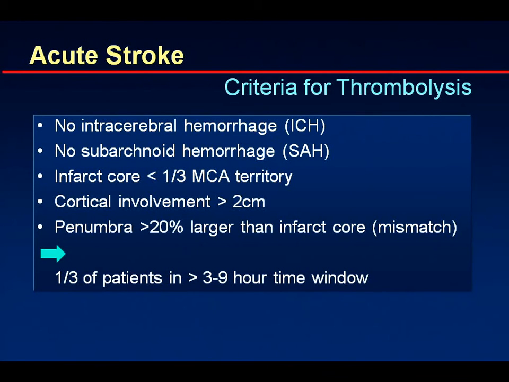If you look at the criteria for thrombolysis, of course, you have to have no hemorrhage, neither intracerebral nor subarachnoid. The infarct core must be less than 1/3 of the MCA territory, so not a large infarct. There has to be some cortical involvement, because otherwise it doesn't work too much. And the penumbra has to be at least 20% larger than the infarct core. And that allows you to treat about 1/3 of all the patients that come to our ER.